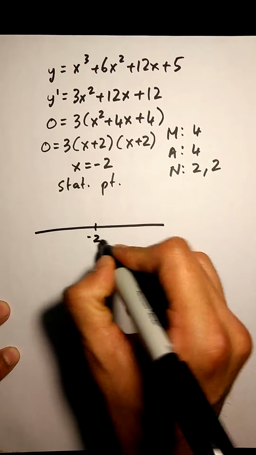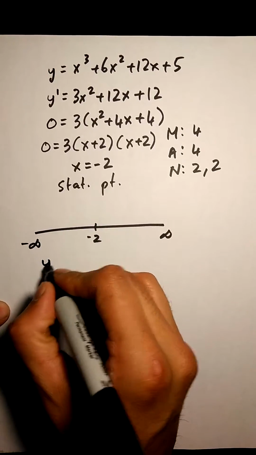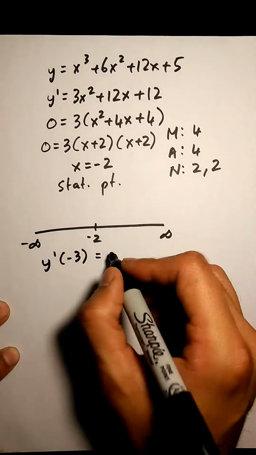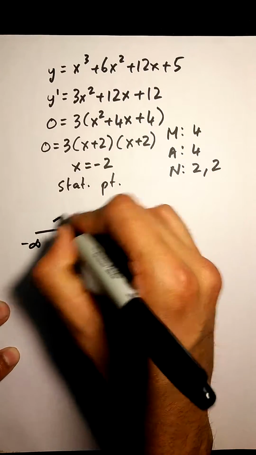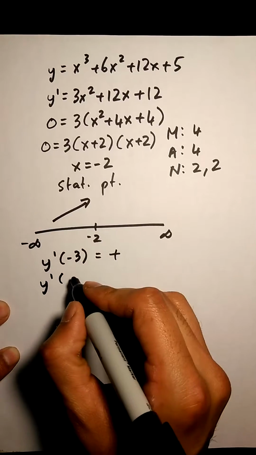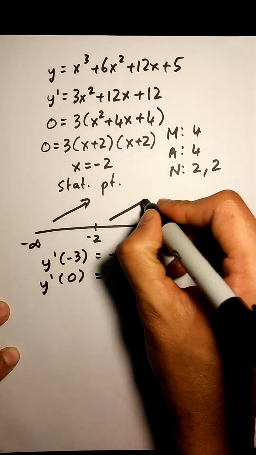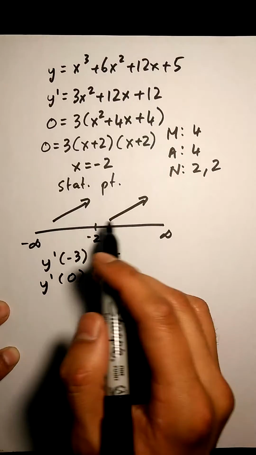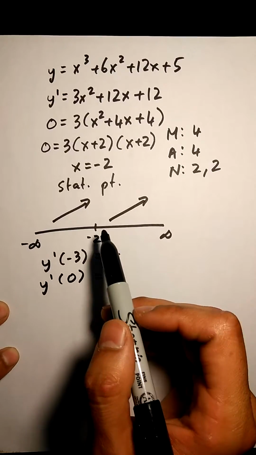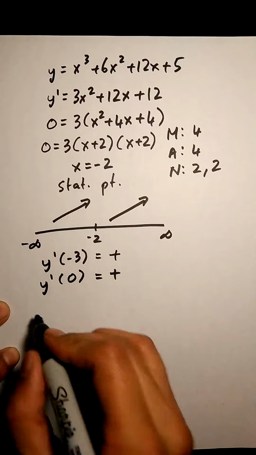Put this point on my number line. Next I'm going to do y prime of -3. That's a positive number, so that's increasing. Do y prime of 0. Also positive, that is increasing. So this here means that we have no mins or maxes in this problem. We only have a stationary point that we will find to be an inflection point as well.